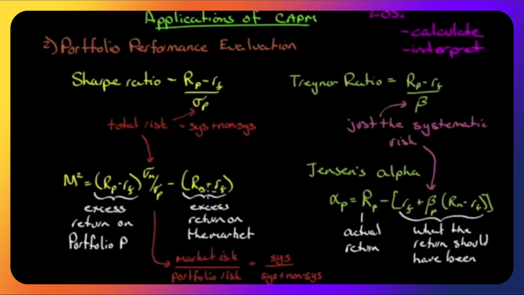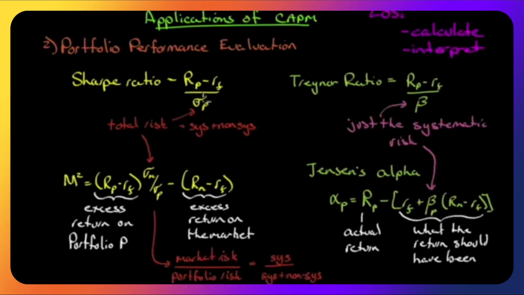This ratio here is market risk over portfolio risk. Well, what is the numerator? It's systematic risk. What's in the denominator? Systematic and non-systematic risk. Again, total risk. Total risk in the denominator here. Total risk here as well.